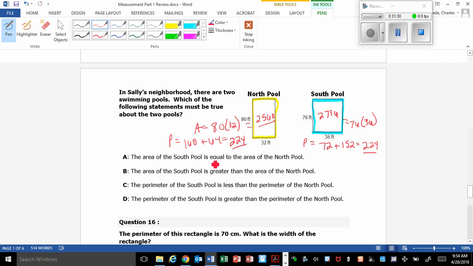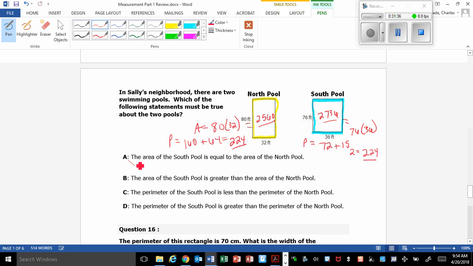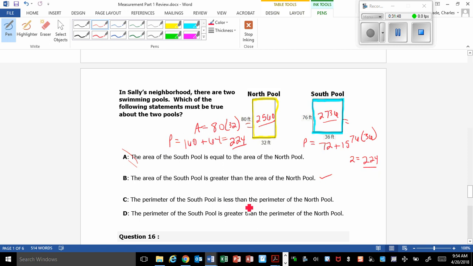The area of the south pool is equal to the area of the north pool. South pool, north pool. Nope. The area of the south pool is greater than the area of the north pool. That works. And we know the perimeter is the same, so perimeter is less than, nope. And perimeter is greater than, nope. Perimeter is the same. So our answer would be B.